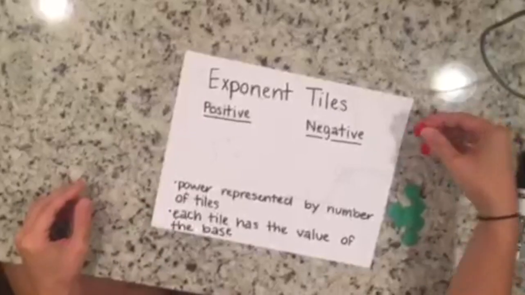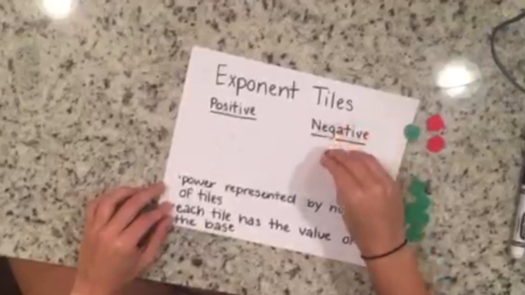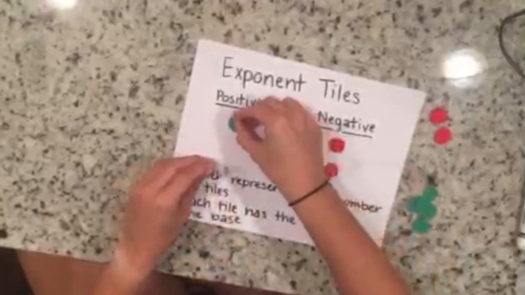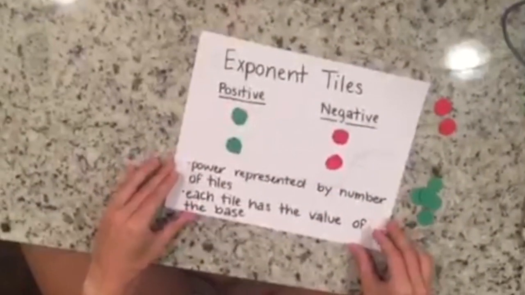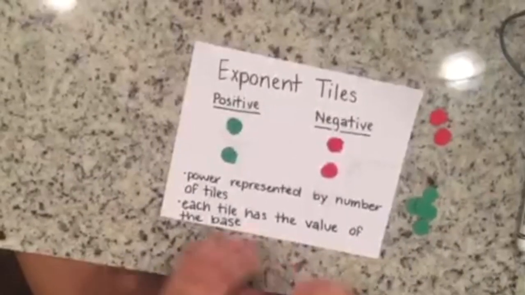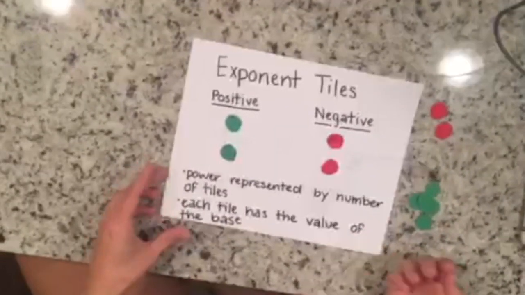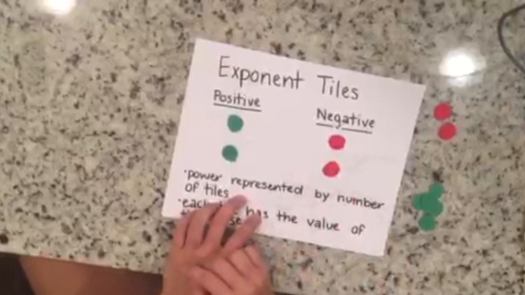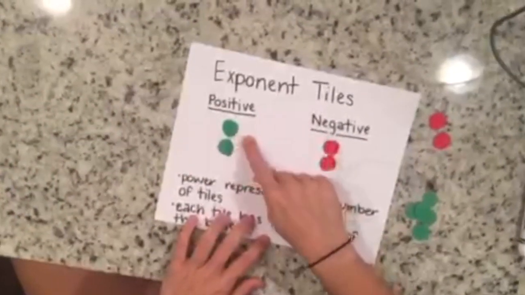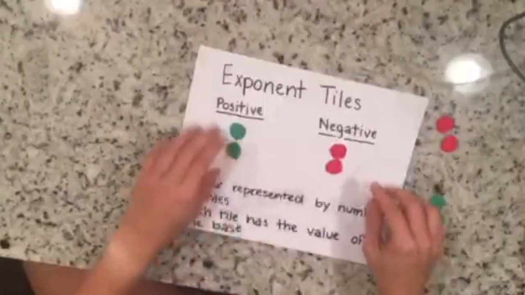So each one of these circles is an exponent tile, and you'll see that one side is red and one side is green. The red side denotes a positive or a negative exponent, and the green side denotes a positive exponent. And the power is represented by the number of tiles, and each tile has the same value of the base. So today, all of our examples are going to be with the base 3. So each one of these tiles represents 3, and then the number of tiles represents the power. So this would be 3 squared, and this would be 3 to the negative 2 power.